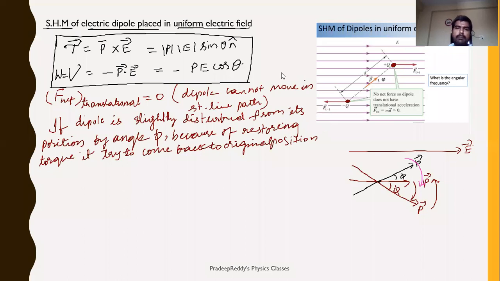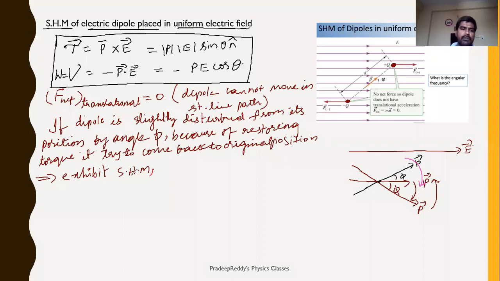Therefore, whenever you place a dipole in a uniform electric field and just disturb it by an angle θ, due to the restoring torque and the inertia of motion, the dipole will execute to-and-fro motion. Therefore, this dipole will exhibit simple harmonic motion.